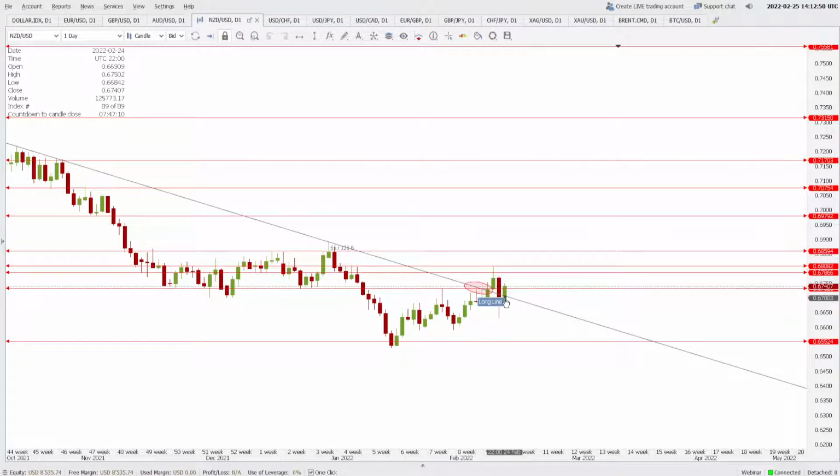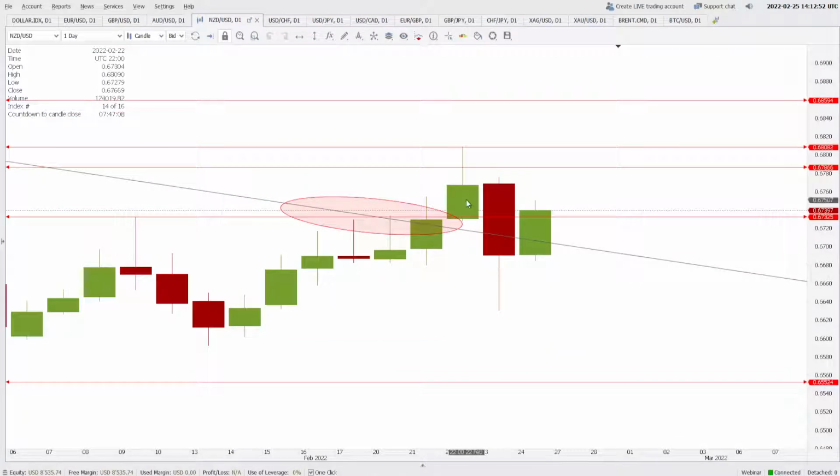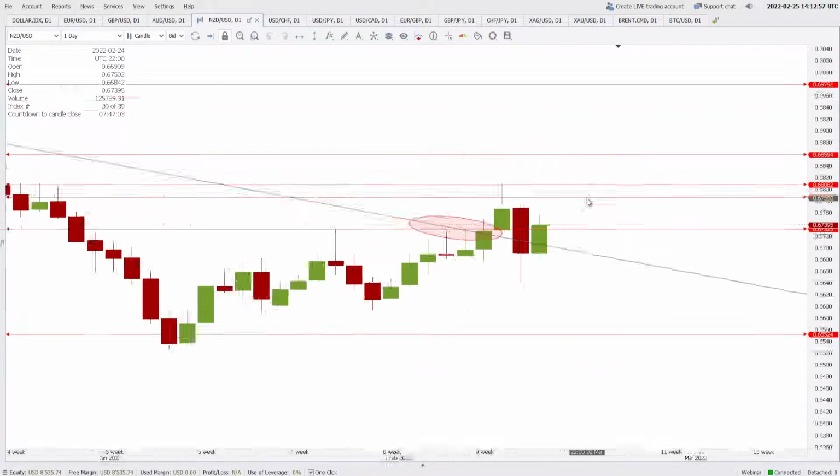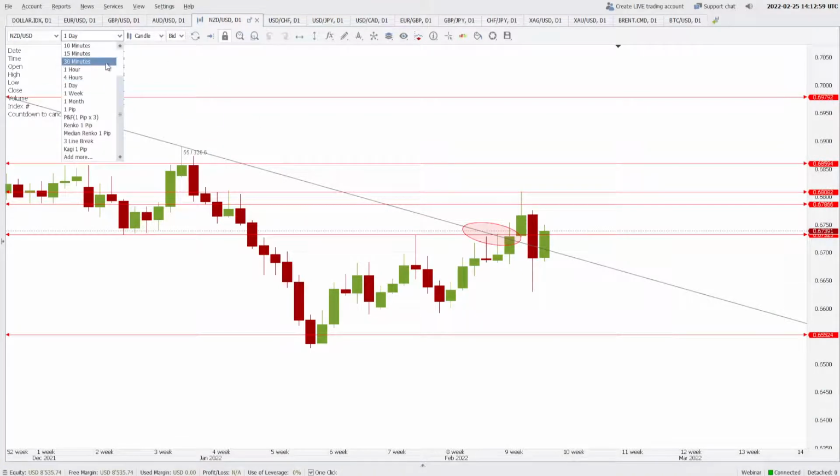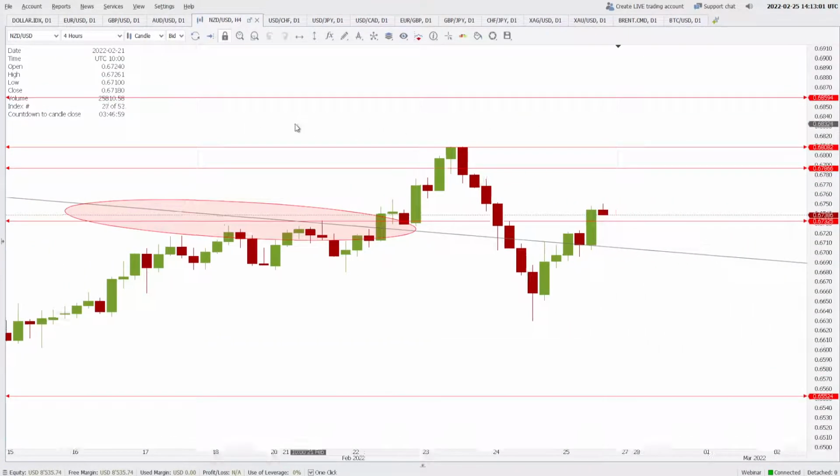That means there is a possibility that the price will break this high here 0.6808 and go towards 0.6859. Just a possibility, I'm not sure of it. But what you can do is on 4-hour you can draw a trend line.